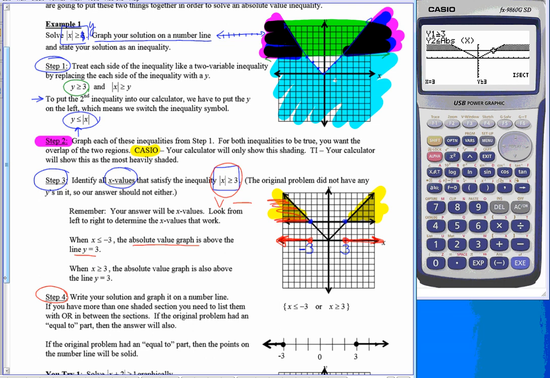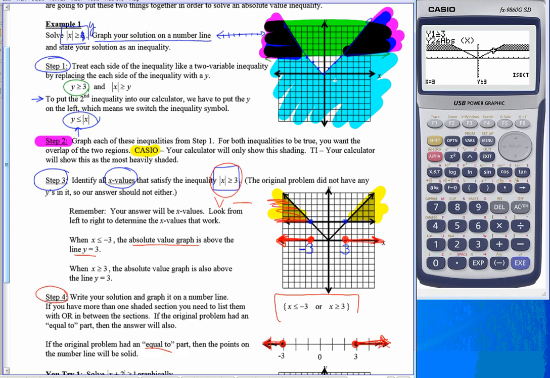Graphing it on a number line, I'm just going to scroll a little bit here, was pretty much already done. You notice on my number line, I had a solid circle because there was an equal to part, and that's what I had up here in my picture where they crossed. I went to the left, so on my number line, I would shade to the left. I had a solid circle at positive 3, and then I shaded to the right because I was also shaded to the right in my original graph.